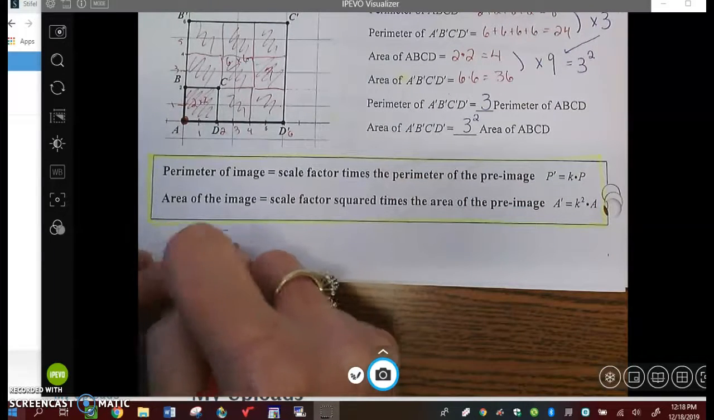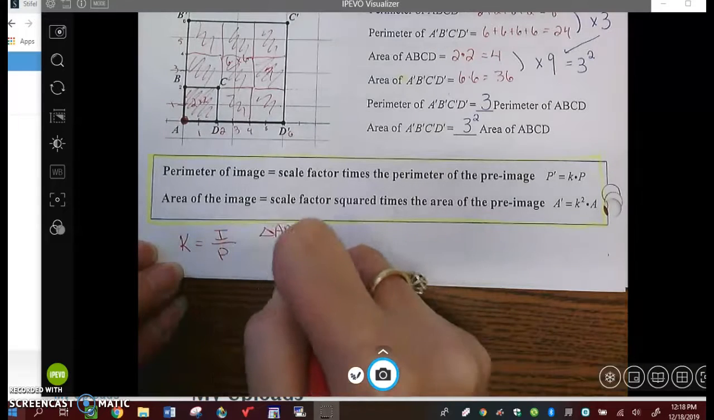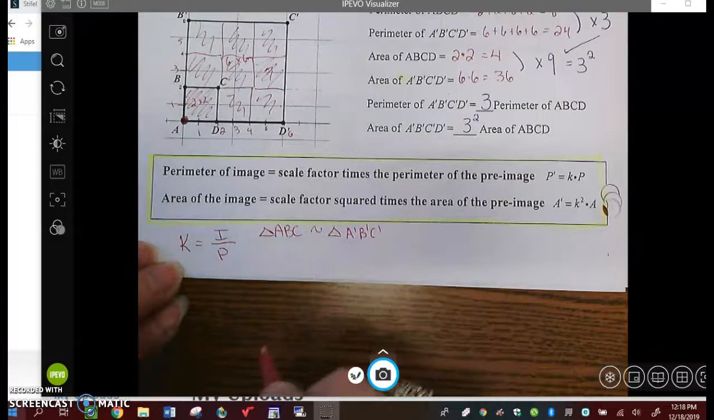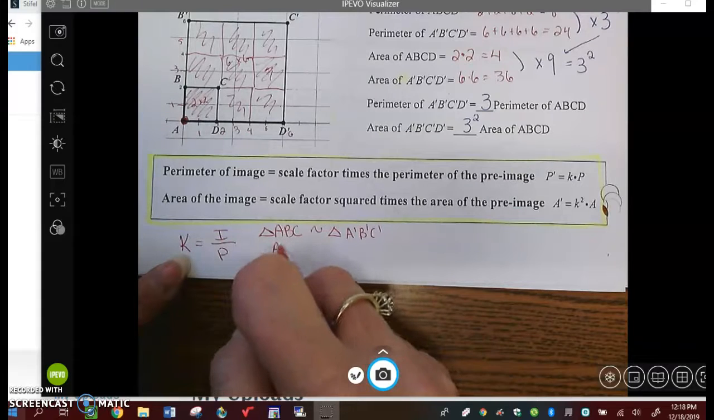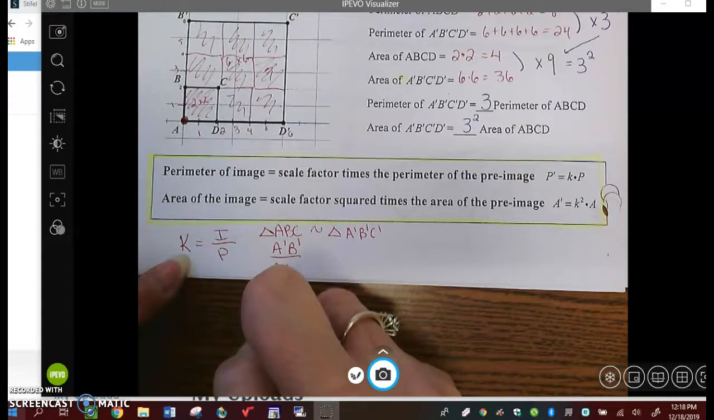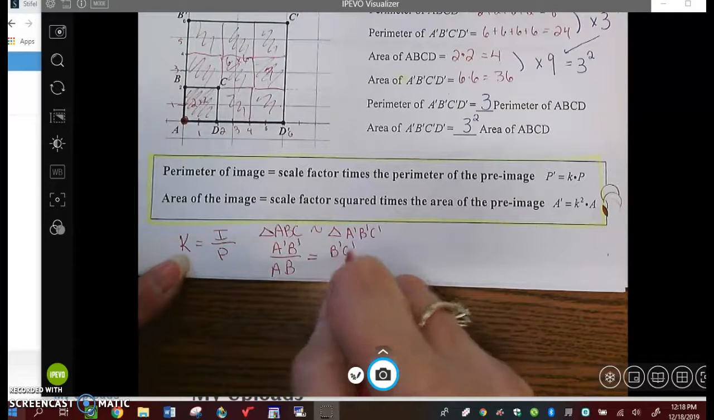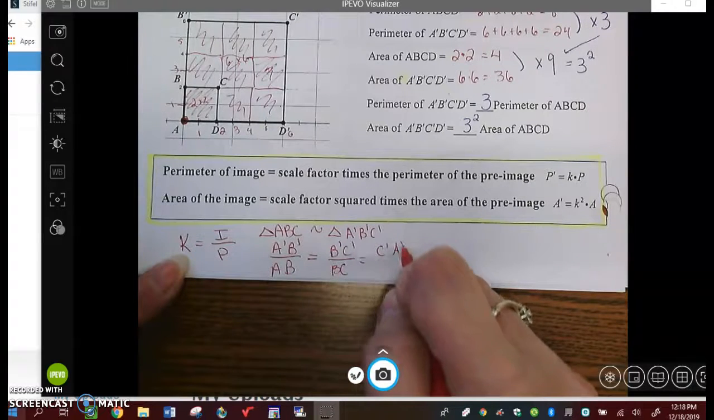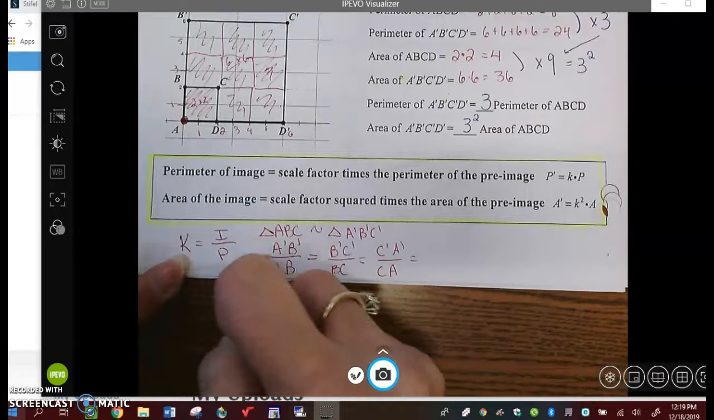We know that the scale factor is the image over the pre-image. So if I had triangle ABC, and that is similar to triangle A prime, B prime, C prime, I know that the scale factor is our image, A prime B prime over AB, which is also going to be the same as B prime C prime divided by BC. If I keep comparing image to pre-image, that all equals the scale factor K.